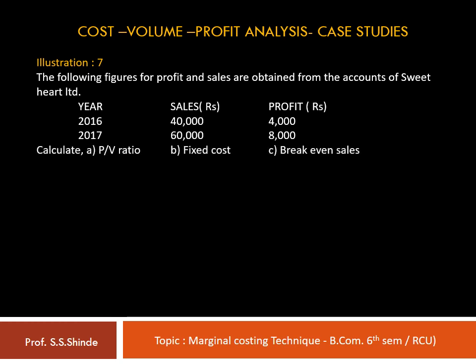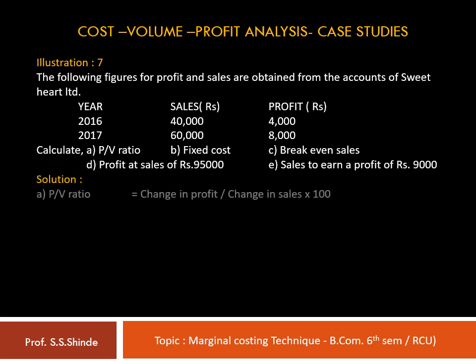Now we are asked to calculate: 1. PV ratio, 2. Fixed cost, 3. Break-even sales, 4. Profit at sales of rupees 95,000, and 5. Sales to earn a profit of rupees 9,000. So let's take up first the calculation of PV ratio.